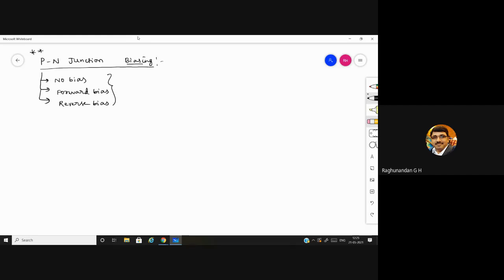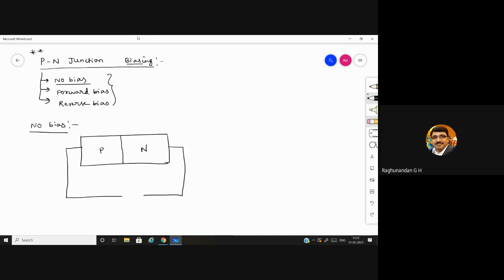So in explaining the working of a PN junction diode, we need to explain these three things: no bias condition, forward bias condition, and reverse bias condition. First is the no bias condition. No bias, as the name itself tells, means you have not connected any battery. When you have not connected any battery, what will happen? That is what we are going to see. So PN, and I am not connecting any battery. It is open.